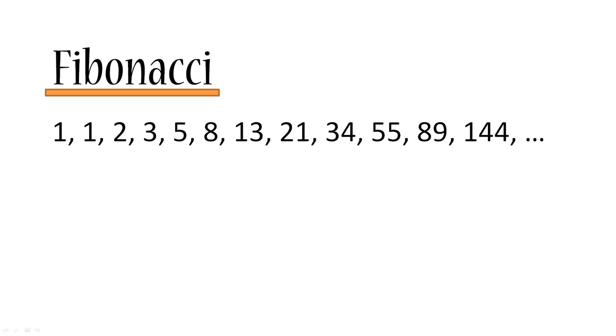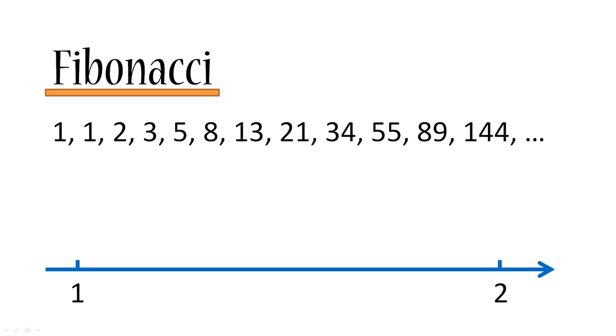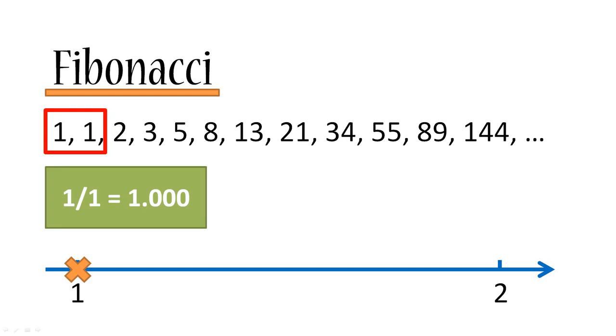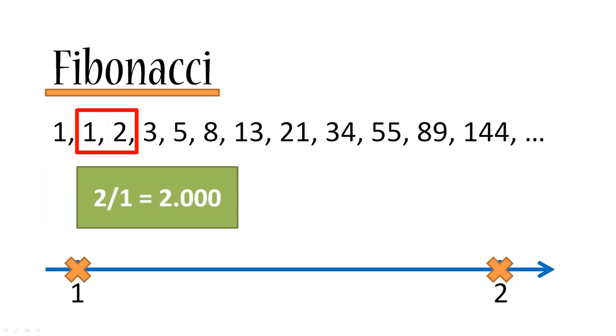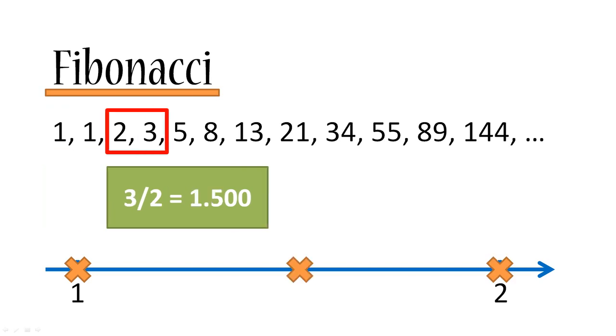So what's so great about this Fibonacci sequence that makes it famous? Well, I'll show you right now. Let's quickly plot the number 1 and number 2 on a horizontal axis. Now what we're going to do is go through the sequence and take every number of the sequence and divide it by the previous number in the sequence and plot our answer on the same axis. So 1 divided by 1 is equal to 1. We've plotted it with an orange cross. Now let's divide 2 by 1 and we get 2. 3 divided by 2 is 1.5.